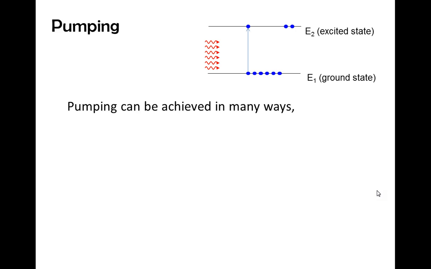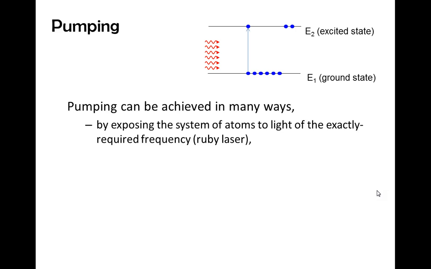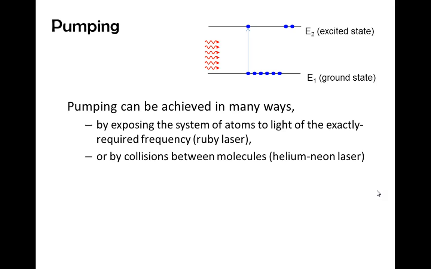Pumping can be achieved in many ways. First is what we have seen in the example, which is exposing the atoms to light of exactly the required frequency. We will see this in the Ruby laser later. Next, we also can cause this through collisions between molecules, which is shown later in the helium neon laser. Or we can do this by electrical charging.